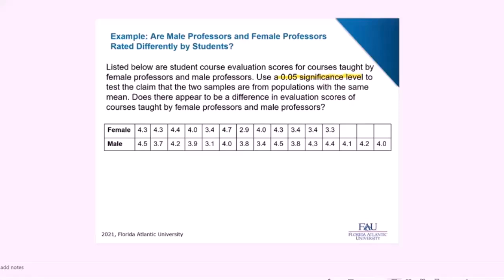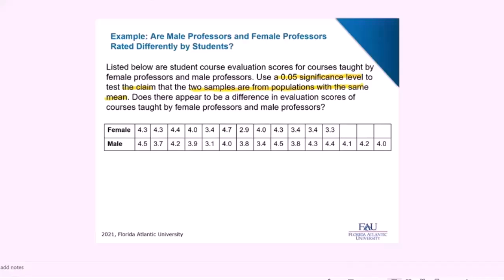The first are requirements. The values of sigma 1 and sigma 2 are unknown. The two samples are independent. Both samples are simple random samples, and both samples come from populations having normal distributions.